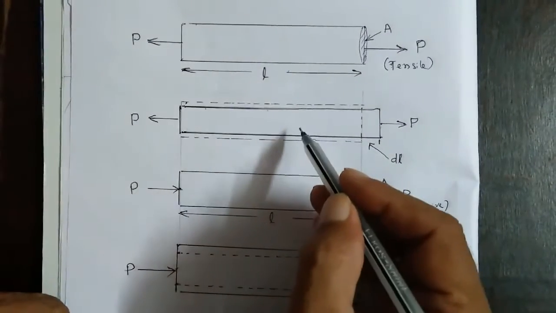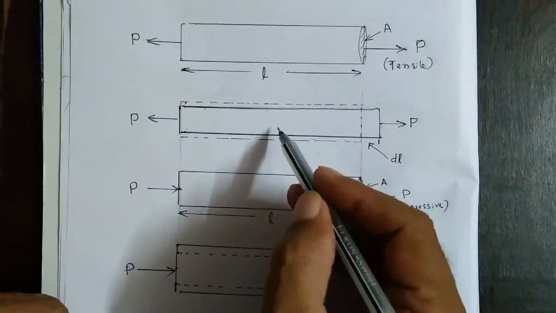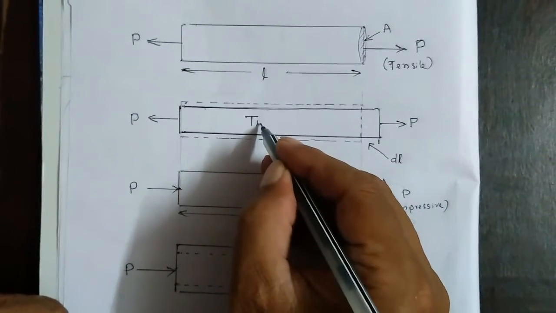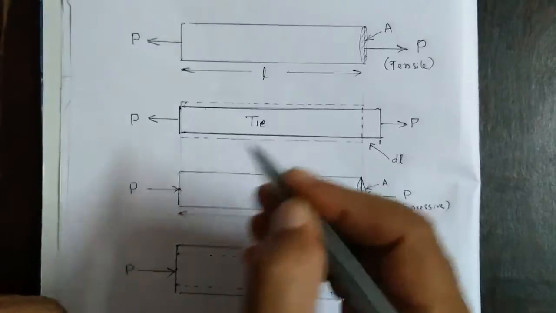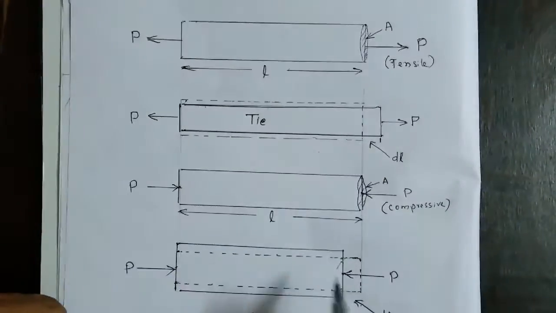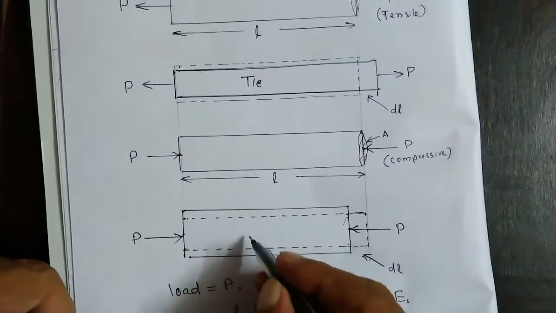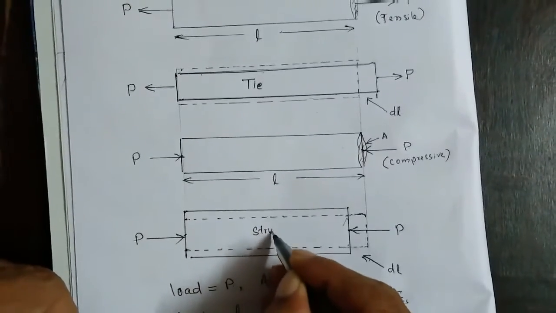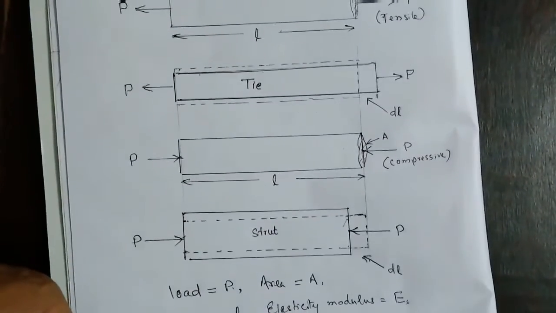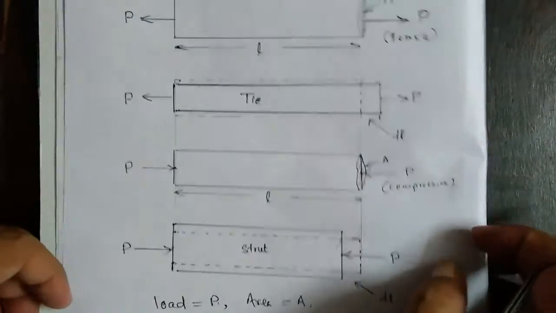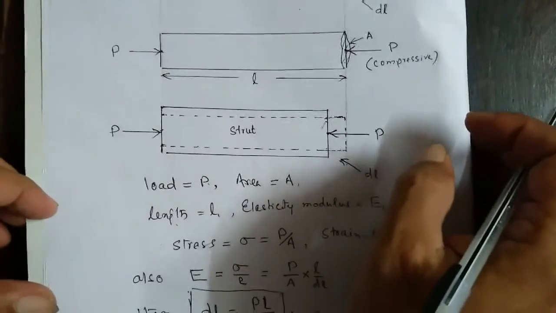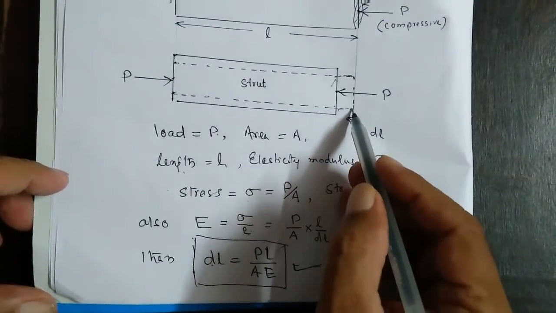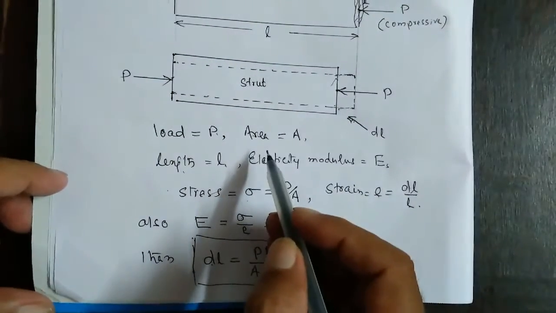A member which is under tension, which has been elongated, will be called a tie, T-I-E. And a member which is under compressive load will be called a strut. Now we have dl as a contraction or elongation.